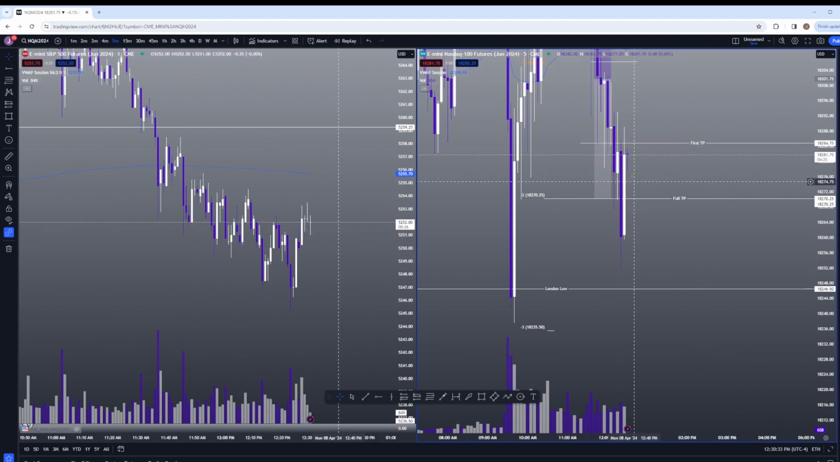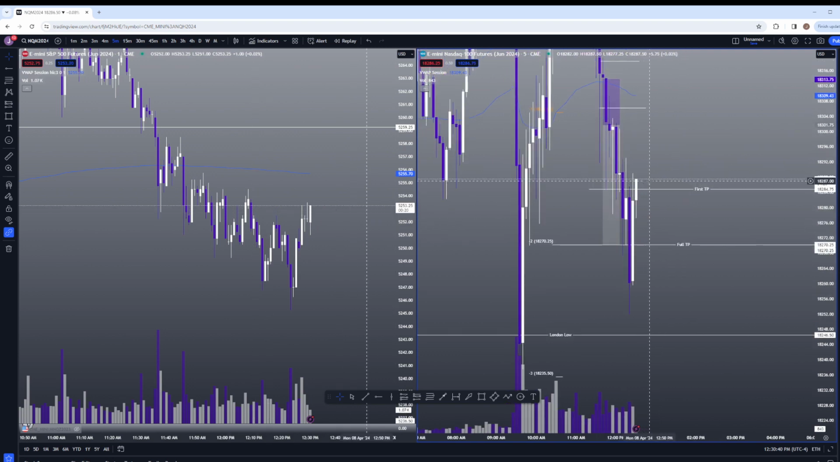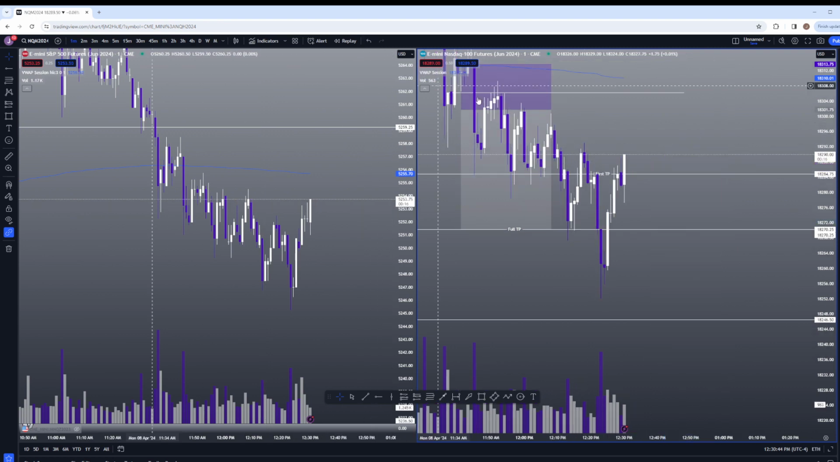But look how that last 5 minute closed. It closed too bullish for me to want to get in the shorts right now. See what I mean? That's what I mean right here.